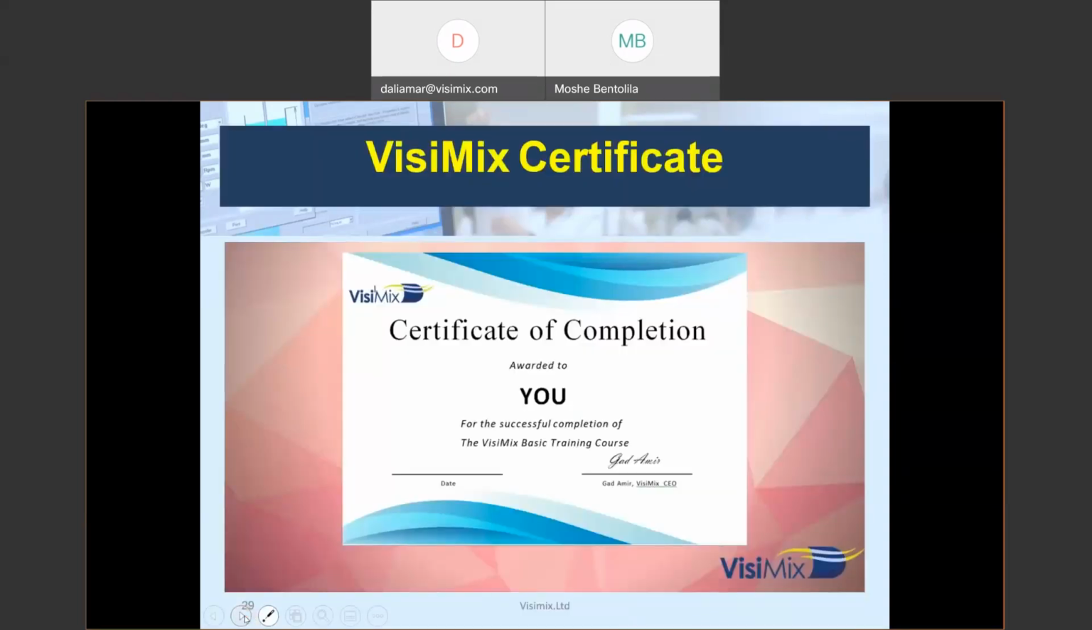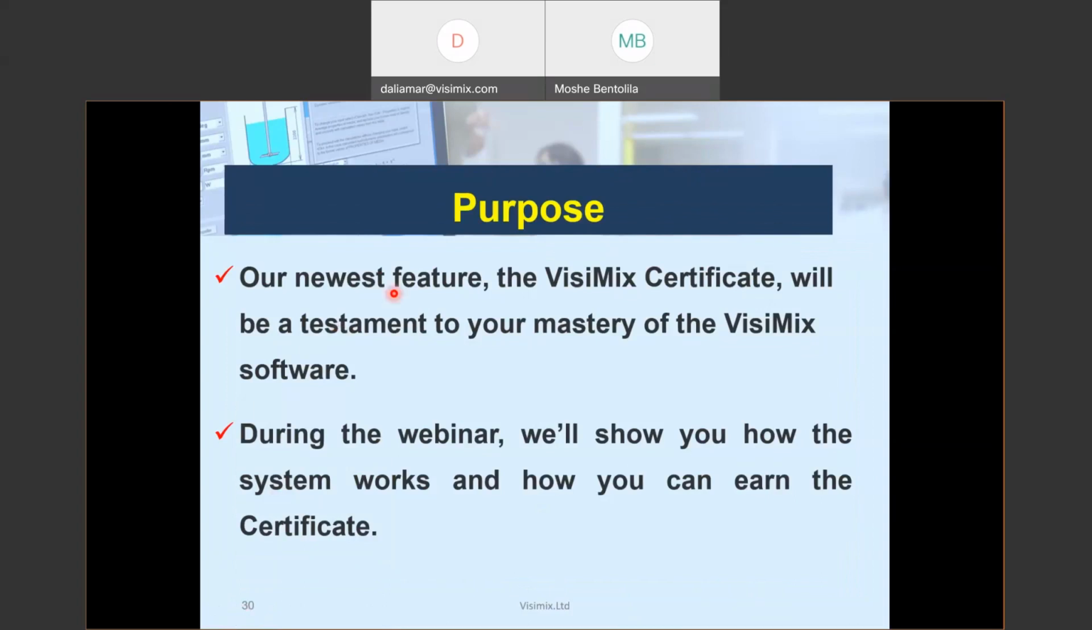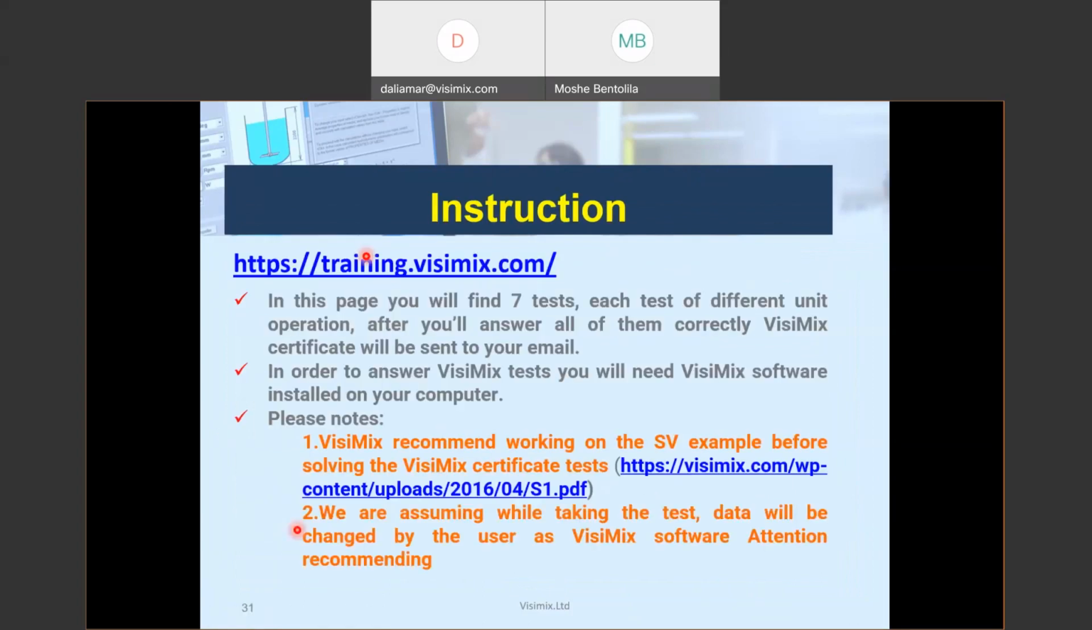So how does it work? The certificate you will find on the VisiMix website. We will upload it on the website, and you will look for VisiMix certificates. When you click there, a window will open that explains what to do, so it is covered.